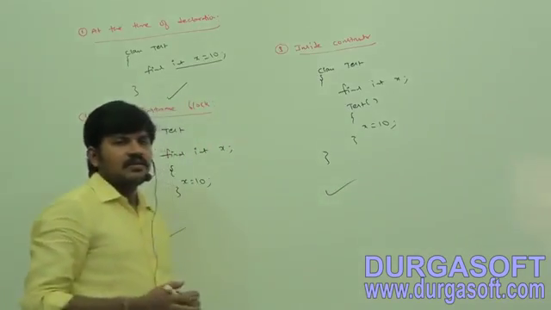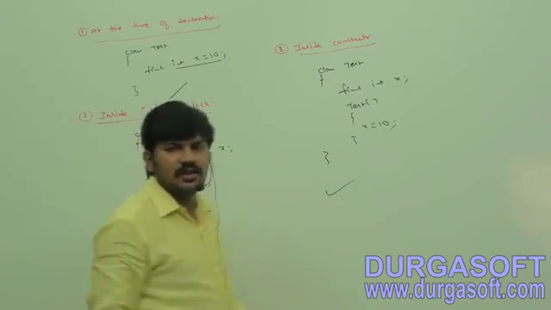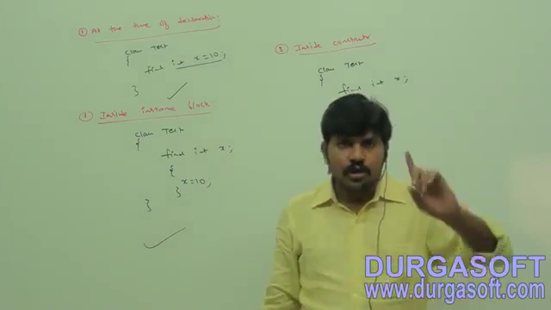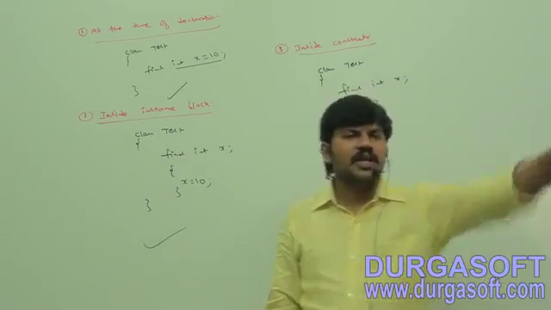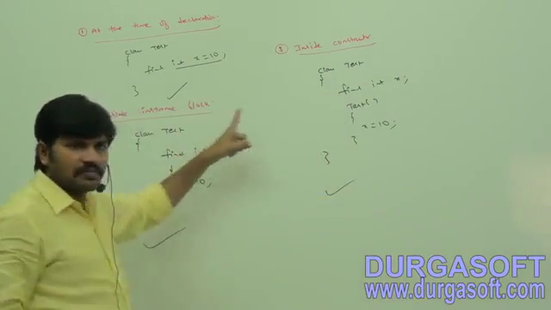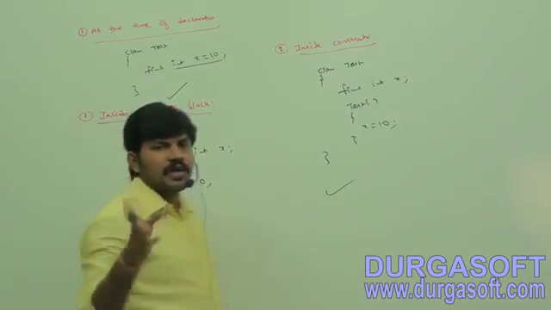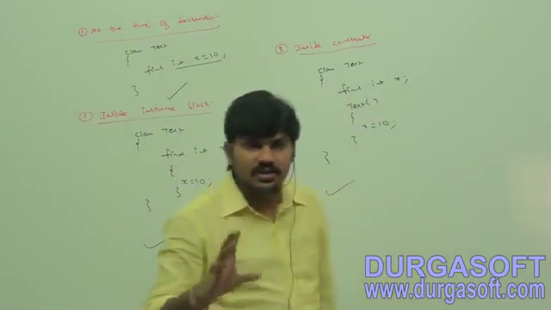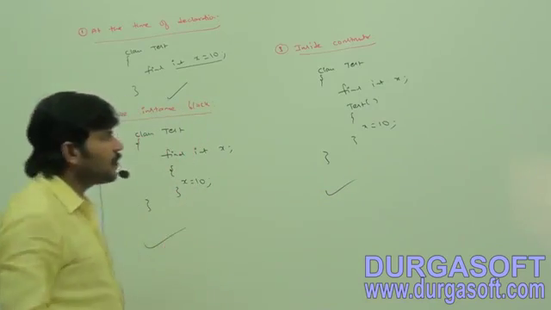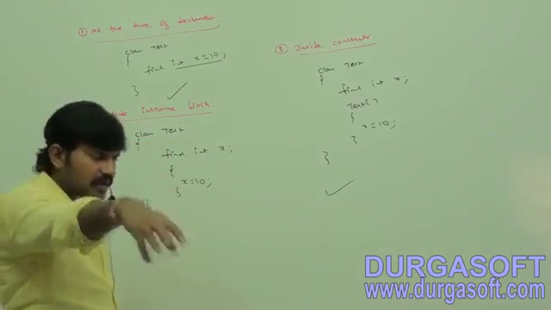Yes, sir, these are the only possible places to perform initialization for a final instance variable. If we try to initialize anywhere else, immediately we are going to get a compile error. Observe the difference, right? If I try to perform initialization anywhere else, compile error.